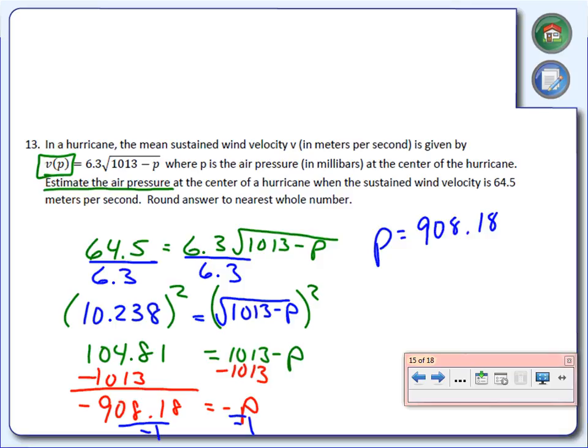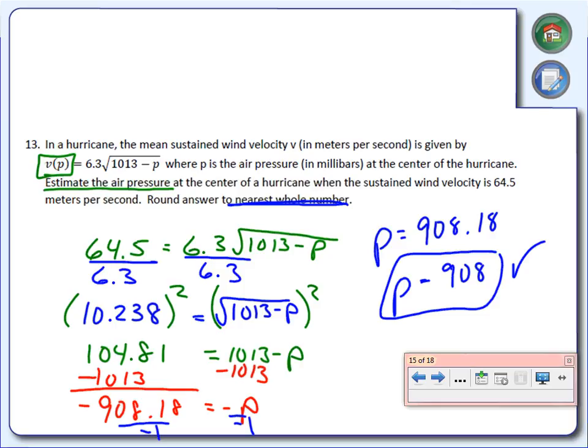908.18. But notice right here, they do say to round our answer to the nearest whole number. So if I round that to the nearest whole number, we're going to end up with 908. So the final answer to number 13 is 908. Now make sure when you get on the test, if it says round to the whole number, you do that. 908. If you put 908.18, I'll give you partial credit, but if you want the full credit, make sure you round to the place value that they give you.